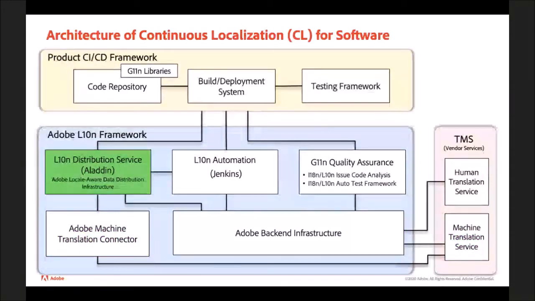Related to the first challenge that I mentioned in the previous slides, in order to seamlessly integrate localization services into the core team's CI/CD workflow, we built a new localization distribution service. We call it Aladdin. With this service, core developers can get human translation and machine translation results within seconds. And we will share more details of the Aladdin service in the following slides.